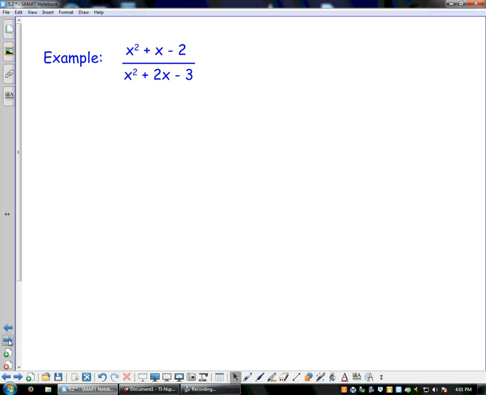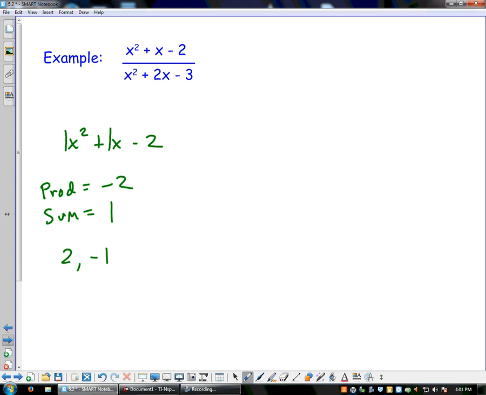So if we're going to factor x squared plus x minus 2, you might want to recall the product sum technique. The product here would be 1 times a negative 2, which is a negative 2, and the sum would be the middle coefficient here, which is 1. So what two numbers multiply together to give you a product of negative 2 and add up to 1? We would say a 2 and a negative 1.